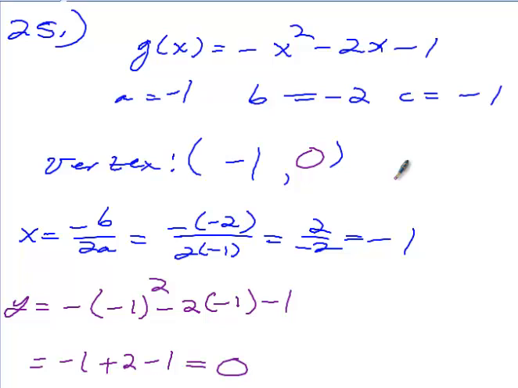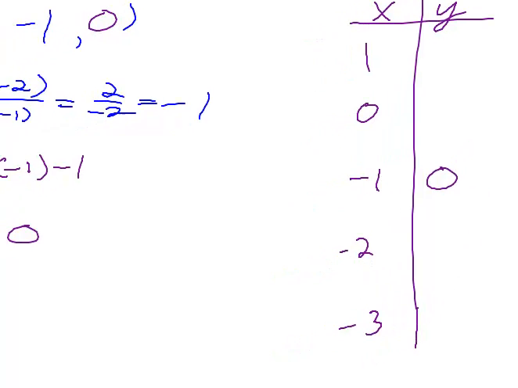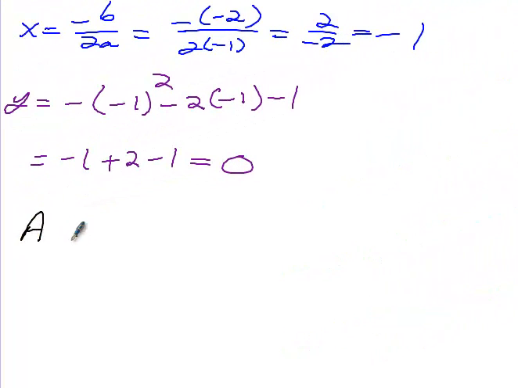Okay. So for the XY chart, what goes in the middle? -1 and 0. So now my x-coordinate in the middle is -1. So I need two numbers bigger than -1. What do you get? 0 and 1. Okay, and then I need two numbers smaller. -2 and -3. While we're here, I'm going to do my axis of symmetry. And that's going to be an equation. X equals what? -1.